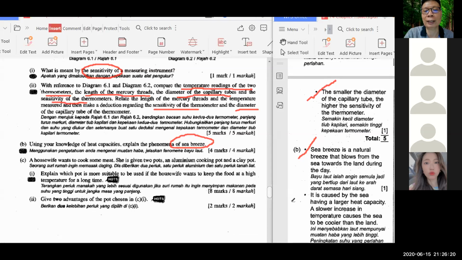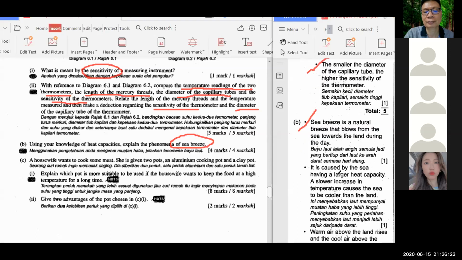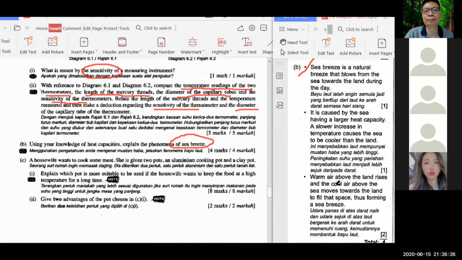Wow, an answer like that would be a lousy answer. No, not finished, sorry, not finished. You have to see here. The sea having larger heat capacity, a slower increase in temperature, causes the seawater to be cooler. Then the warm air above the land, because the land gets heated up faster, right? The warm air above the land rises and the cold air above the sea moves towards the land. This is the last one. Okay, 3 marks. 1, 2, 3. Four marks. So the last point here is most important. The last point here is 2 marks.